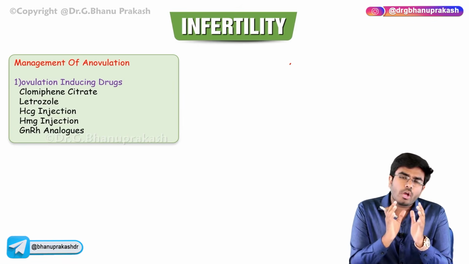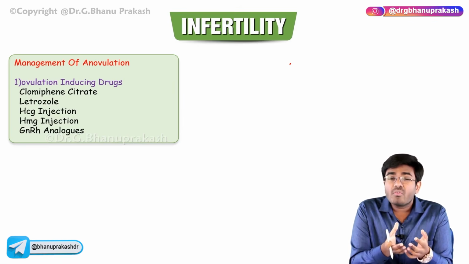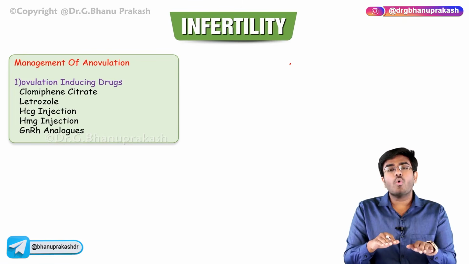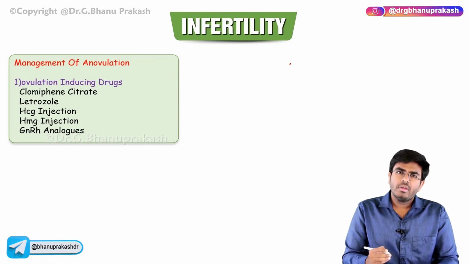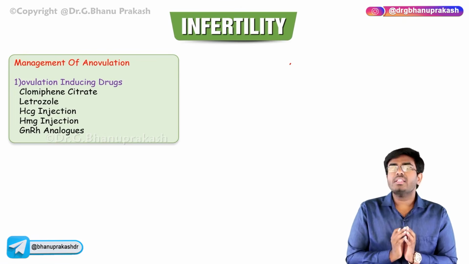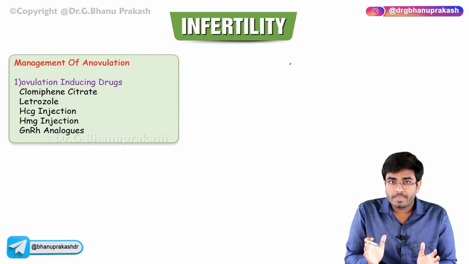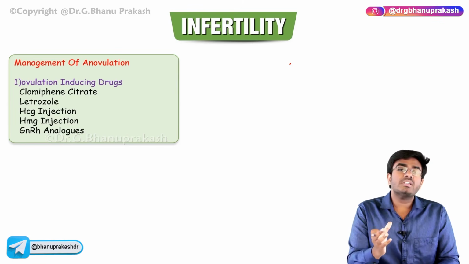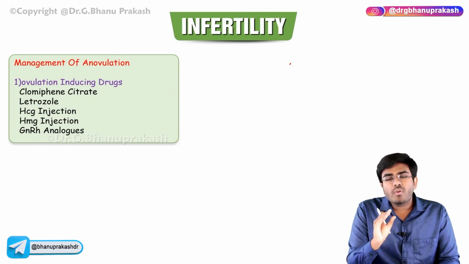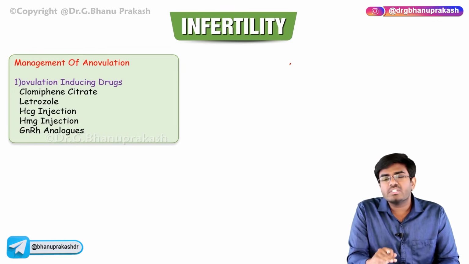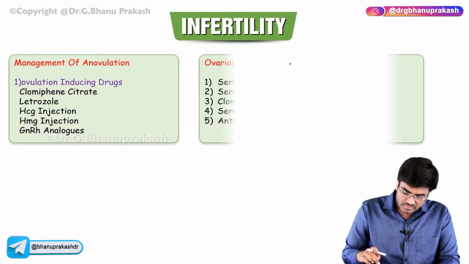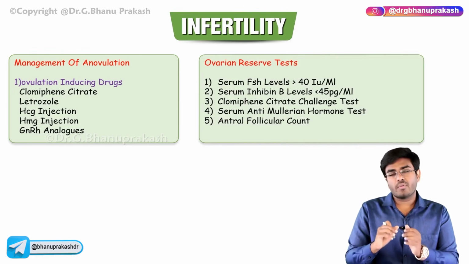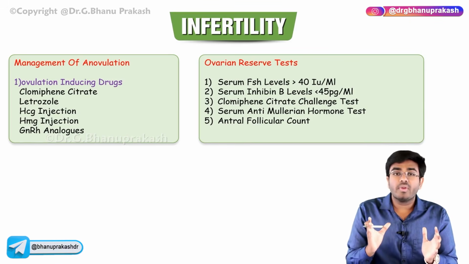Now let's talk about what if a female has decreased ovarian reserve, which means in her ovaries all the follicles are exhausted. That's a premature menopause. So how to know whether she has a proper follicular count or decreased follicular count? There are certain tests which are very important for the exam. They can ask you: all of the following can be used as tests for ovarian reserve.